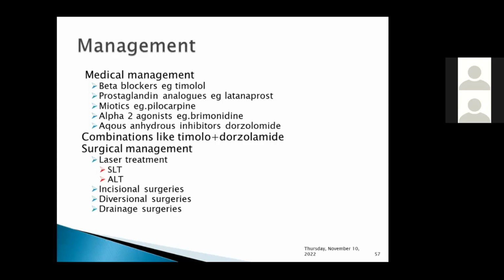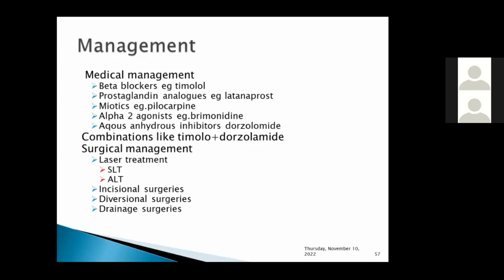So how do we manage primary open angle glaucoma? The main treatment options are medical management and surgical. In medical management, we start with beta blockers. Everybody knows timolol. They have their own side effects, especially in patients with cardiac disease and asthmatic patients; you should be very cautious. It's better to start other categories of drugs like prostaglandin analogs. Prostaglandin analogs are currently becoming first-line medications.